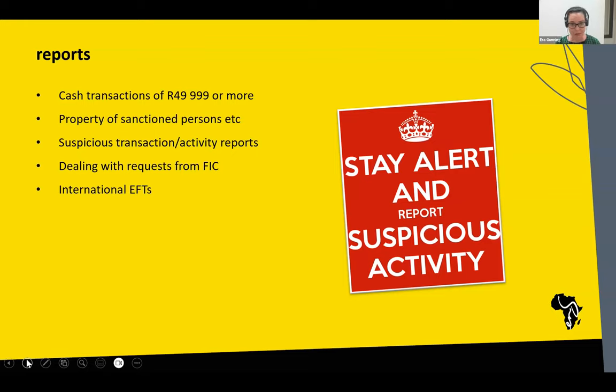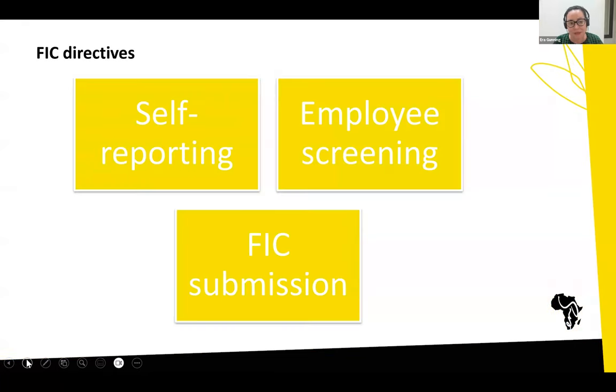Certain transactions must be reported, not all transactions. Cash transactions, coins and notes of 50,000 Rand or more. If you're dealing with entities sanctioned by the UN, if you have a suspicious or an unusual activity or transaction, you also have to deal with requests from the FIC. And lastly, international EFTs must be reported by our banks and our authorized dealers with limited authority and the post bank. There were certain FIC directives issued. Please note that these directives have the force of law. Unlike guidance notes and PCCs, these have the force of law.